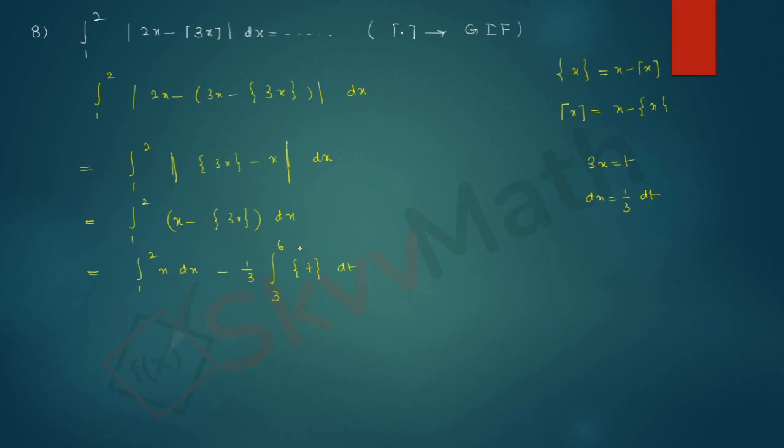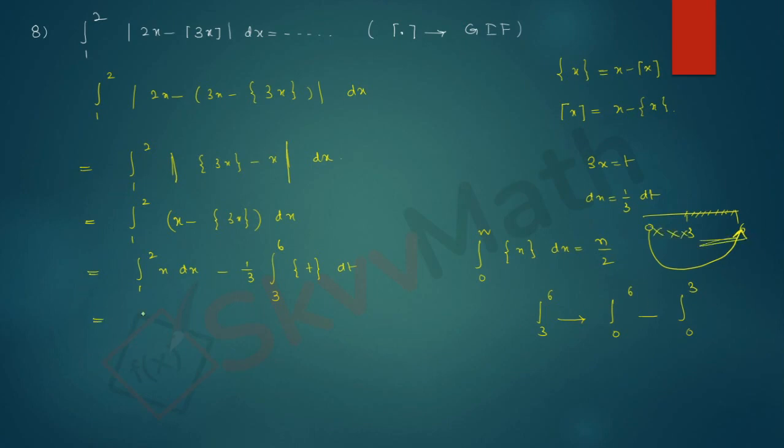Now you see, I am going to use one formula: integration from 0 to n of the fractional part of x dx is n by 2. Okay, integration from 0 to n of the fractional part of x dx is always equal to n by 2. Now what I do here, integration from 3 to 6, I can write like this: integration from 0 to 6, from which I will subtract 0 to 3. Here we have 0, 3, 6. We want integration from 3 to 6. So find integration from 0 to 6, from which you subtract 0 to 3. So you get 3 to 6.